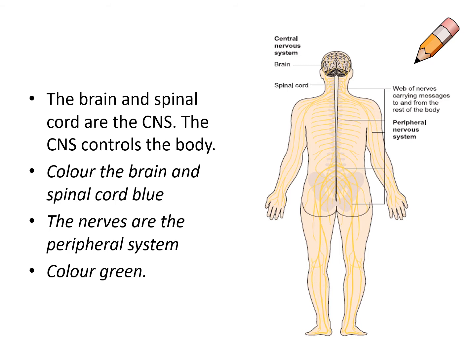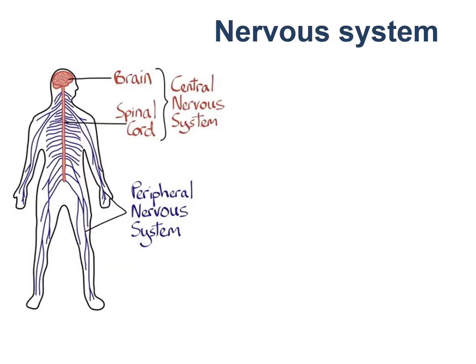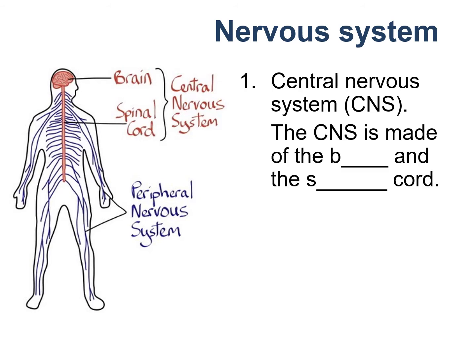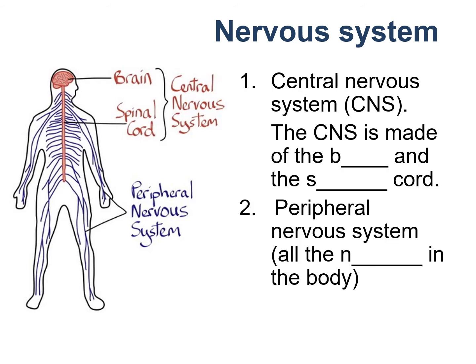The nerves are then referred to as the peripheral nervous system, or the PNS for short, and you would usually colour these in green. You can find this diagram in your activities and consumables. You should now have the knowledge to be able to fill in the blanks on the diagram. Pause the video and try to fill in the blanks before I go over the answers.